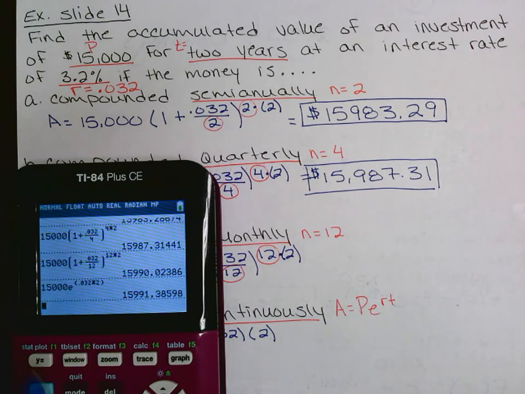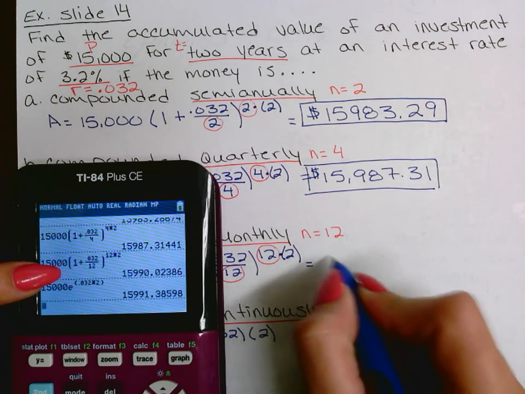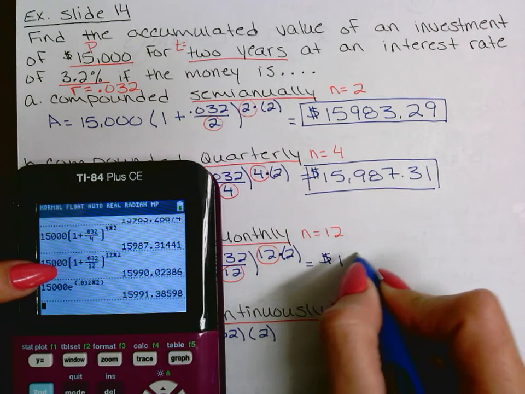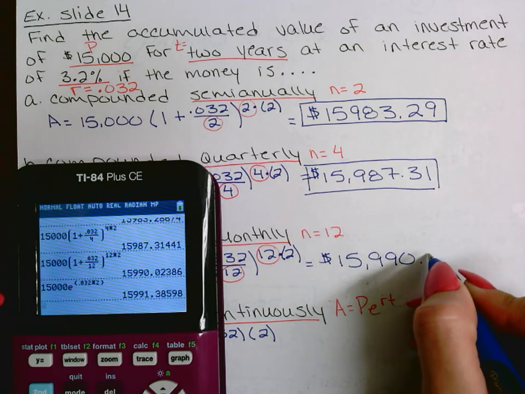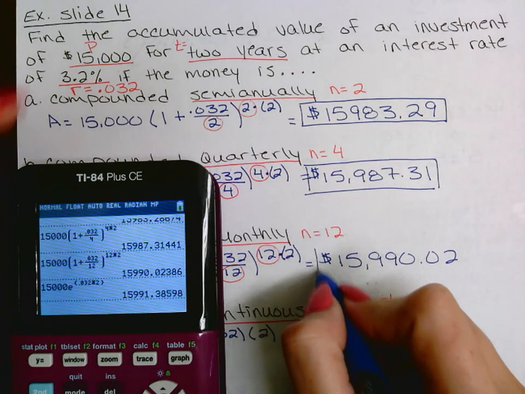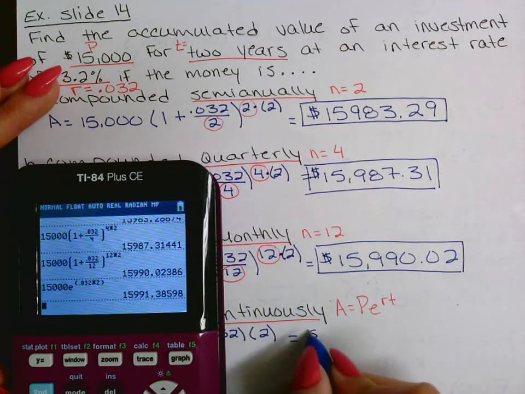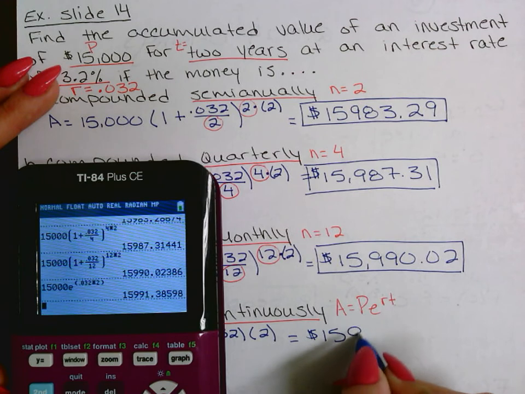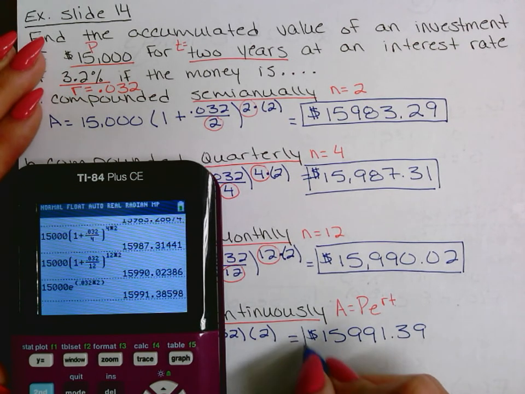So really quick, one of my students pointed out that I had missed a 0 here. So if you were looking at the calculator, check this answer one more time. Okay. Right now we are on C, which is 15,990 and 2 cents. And D is $15,991, and we'll round it to 39 cents.